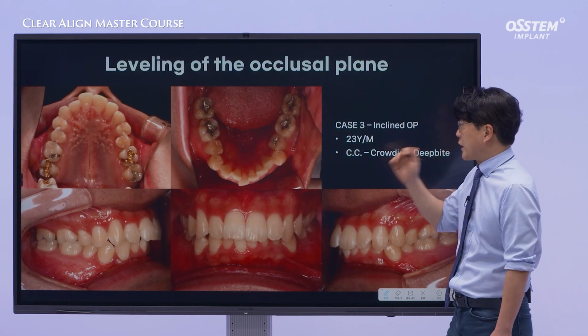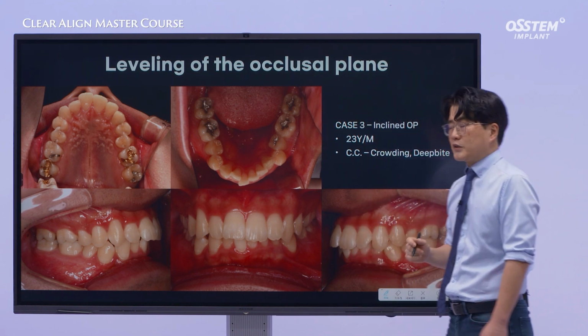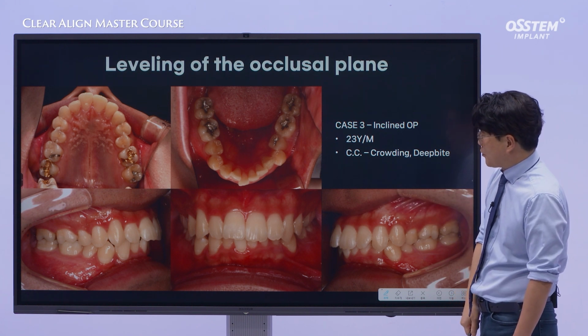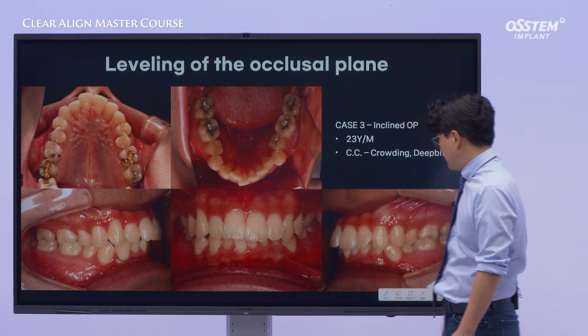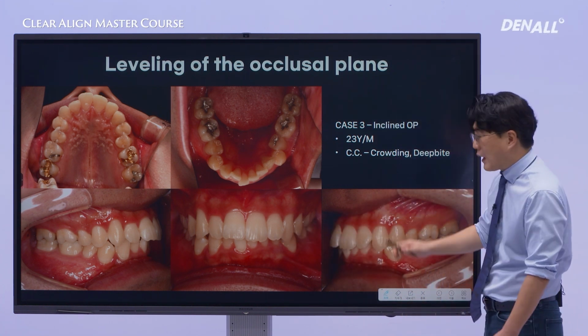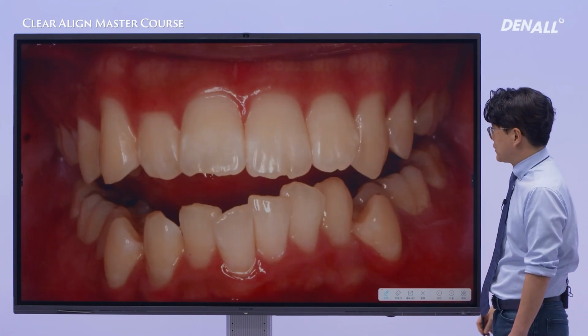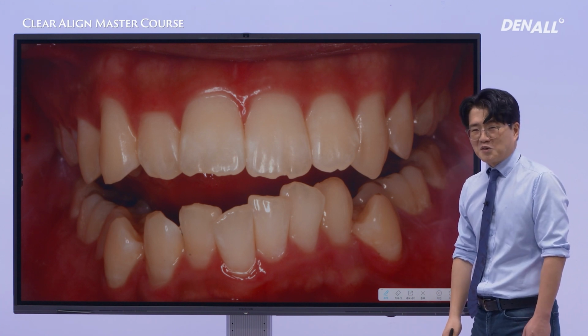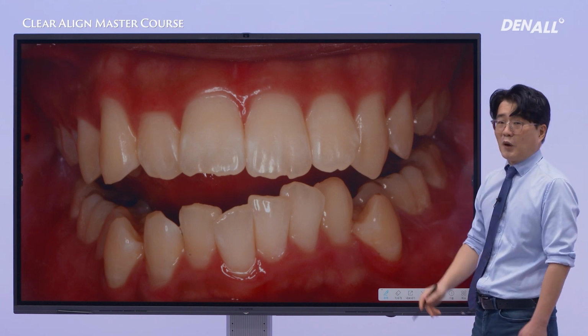Let's take a look at a case. From the perspective of leveling the occlusal plane, you can see that this is a deep bite. And there is a certain degree of crowding. The deep bite is quite pronounced, though it is not a particularly difficult case. As you can see, there is also occlusal plane canting. This makes the case more challenging.